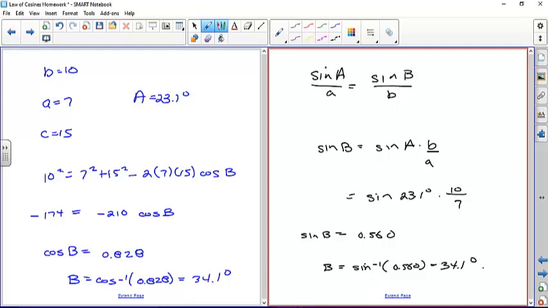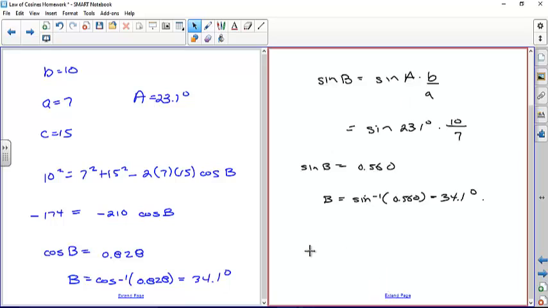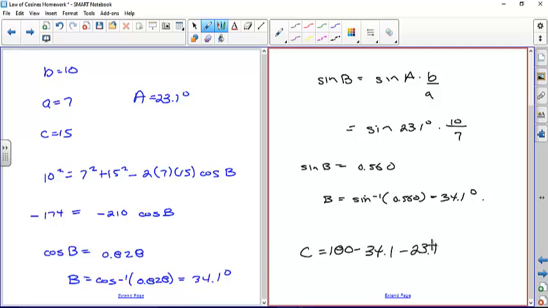Now, when you're given three sides, you're always going to have to use the law of cosines to find one angle. Now, finally, angle C is just 180 minus the other two angles, 34.1 and 23.1.